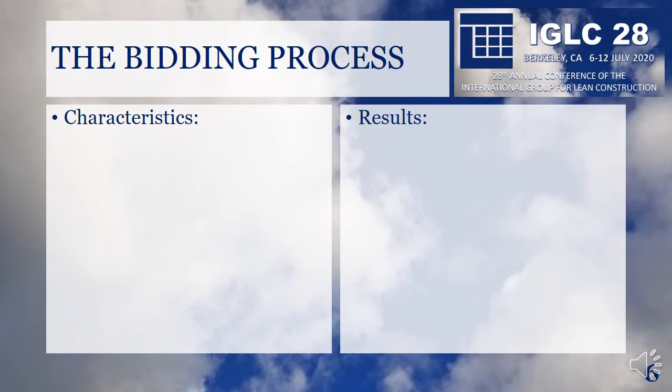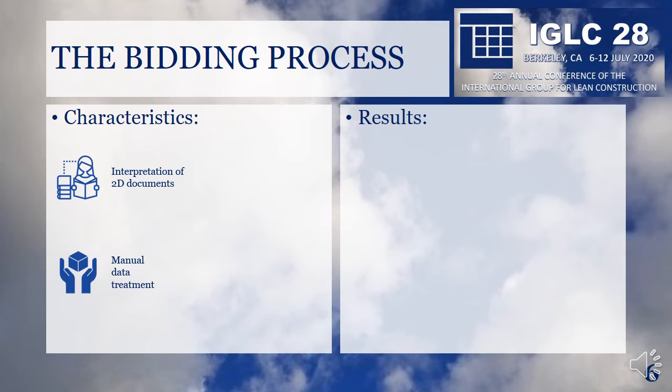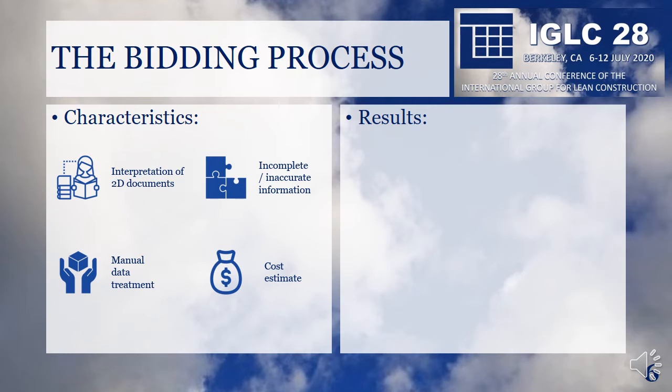Once we've discussed VDC, let's then move to the bidding process. The bidding stage of a project often requires estimators to do the interpretation of 2D documents, manually extracting information for cost estimations. It is common that information during the bidding stages of a project is neither accurate nor complete, which, added to the human limited capability to process information, can generate a significant amount of uncertainty.